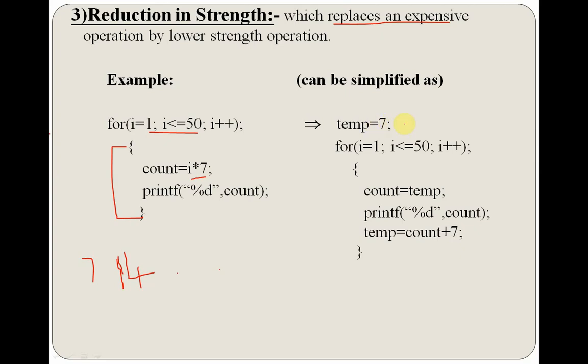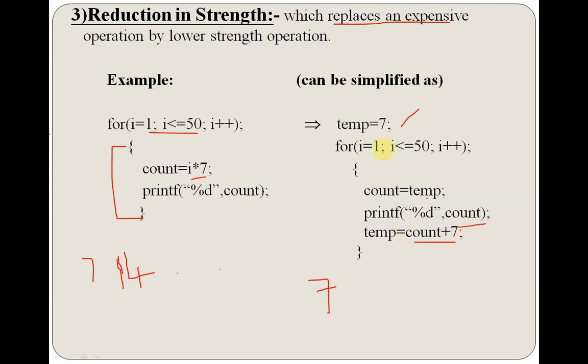So temp equal to 7, for I equal to 1 to 50, count equal to temp. Initially temp equal to 7, count will become 7, print %d count, that means count will be printed, 7 will be printed. Next temp will be count plus 7, so count value is 7, 7 plus 7 means 14, temp will have 14.